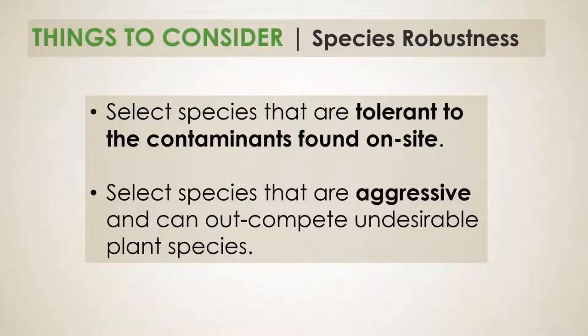Things to consider when you're trying to decide what species are going to work well for a project like this: you want to choose a species that's able to tolerate the contaminants found on site. Species that are aggressive and can outcompete undesirable plant species are going to be preferred if it's a site that's not going to be maintained on a regular basis. Now, if you're wanting to apply these concepts to a rain garden in town or a commercial development project like a parking lot, you probably want to choose some less aggressive species, and we'll go over some of those too.